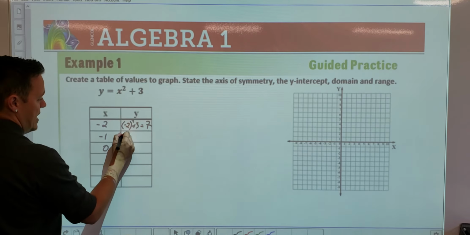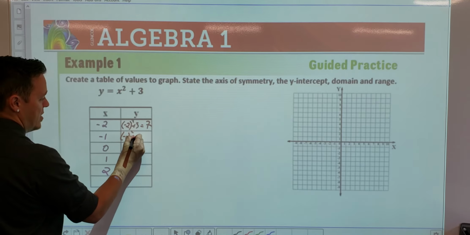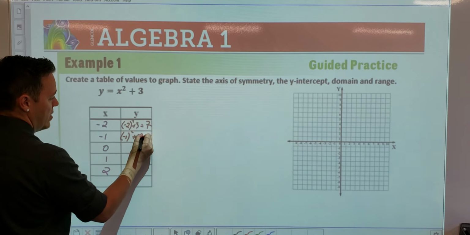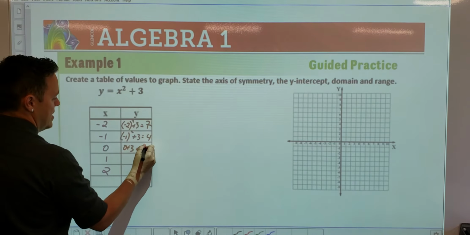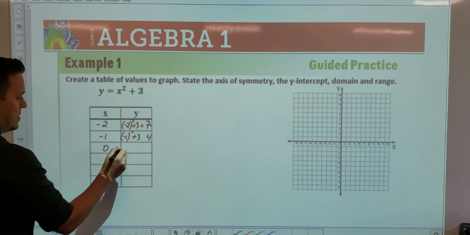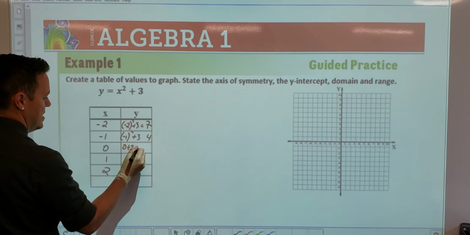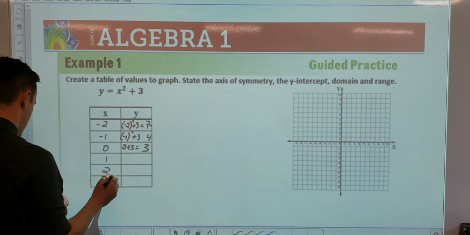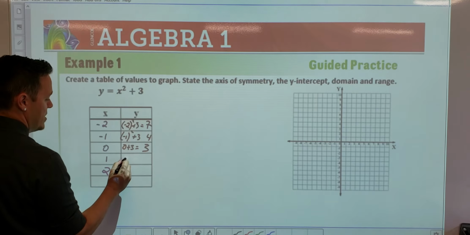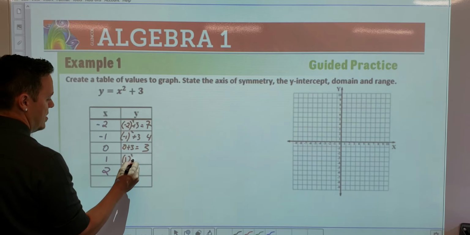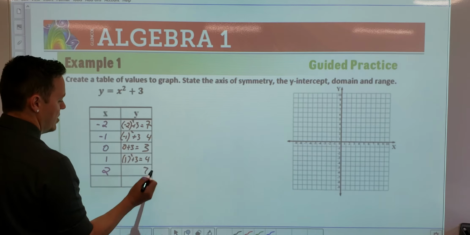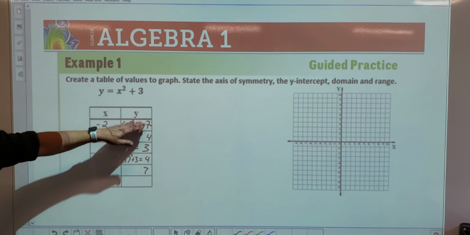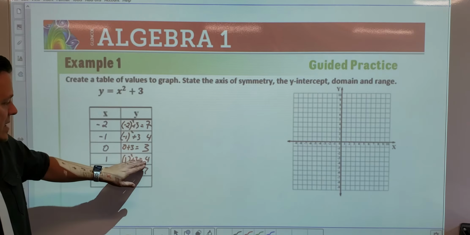All right, then this would be -1 squared plus 3, which is 4. Then 0 plus 3 is 3. And then you would have 1 squared, 4, and then you'd actually have the same thing where it'd be 7 again, right? So you can see a little pattern here. It goes 7, 4, 3, 4, 7.